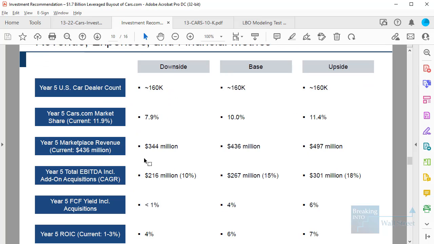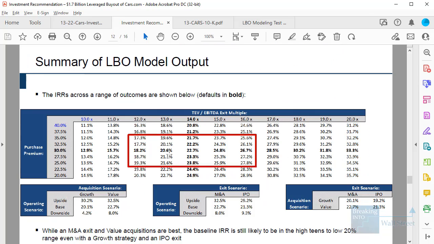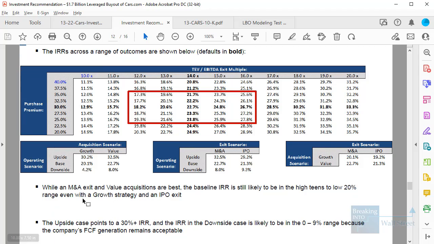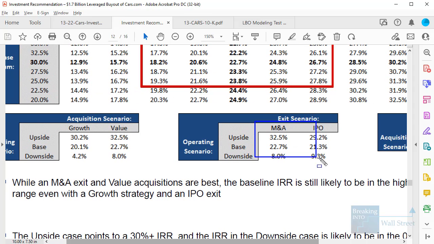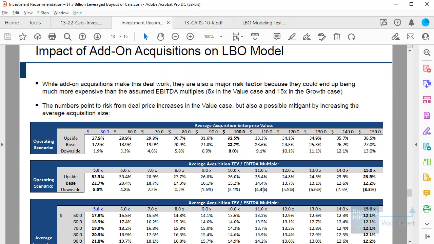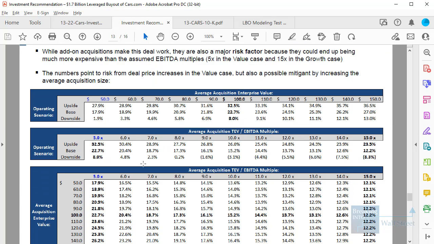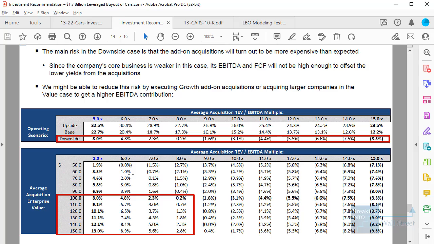We summarize the scenarios in this model, and then we summarize the LBO modeling assumptions, give some of the output with a few of these sensitivity tables, and make the point that here, with the different scenarios, essentially, even in the base case, we're going to get to at least a 20% IRR. The upside case seems like a 30% IRR, and in the downside case, we at least avoid losing money because the IRR remains above 0%. So that's the next section here. And then we go through some of these tables with the impact of the add-on acquisitions. And then we talk about the downside case and the potential to lose money at the end.